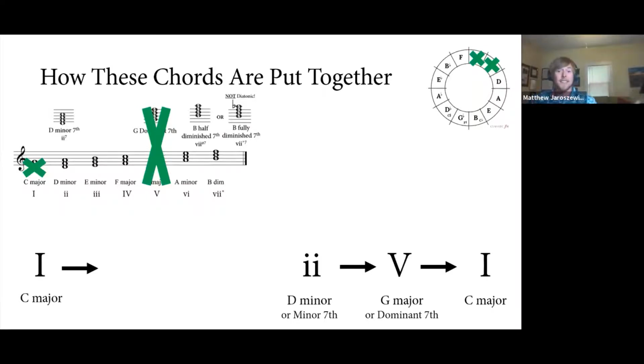You can also have 7th chords at both the 2 position and the 5 position. Sounds a little something like this. Either way works. 2, 5, 1 is an incredibly common progression throughout all music.